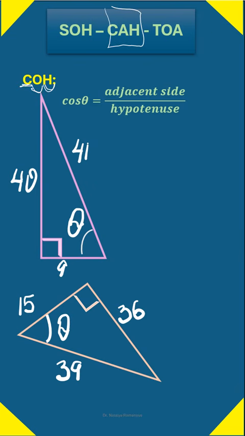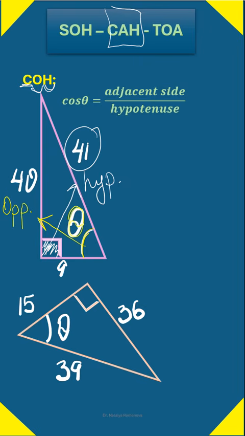For cosine, the first step as well, we have to label our hypotenuse, adjacent side, and opposite side. So for the first triangle, we have a right angle here, the opposite side is 41, so this is the hypotenuse. Given angle theta, the opposite side for the given angle is 40, and the side touching angle theta is 9, it is adjacent.